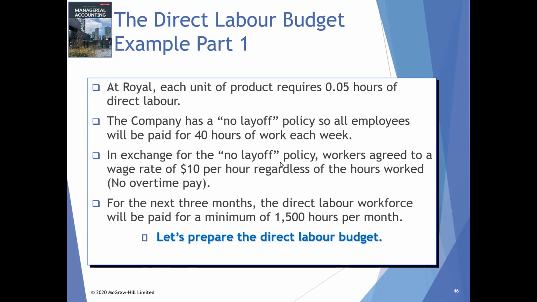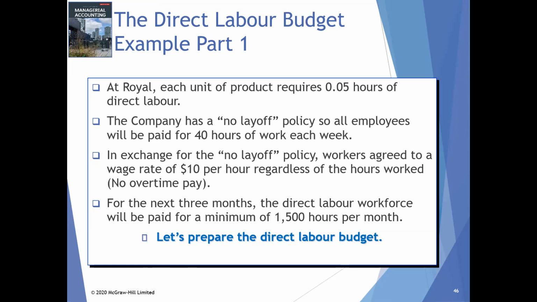So it means there is a number of products that we have budgeted, right? So for each unit of product, we require this much time, meaning number of hours, 0.05 of direct labor. So the company has a no layoff policy. So all employees will be paid for 40 hours of work each week. In exchange for the no layoff policy, workers agreed to a wage rate of $10 per hour, regardless of the hours worked. Means if there is overtime, it will not be paid, right?